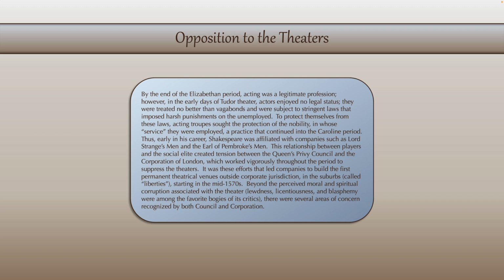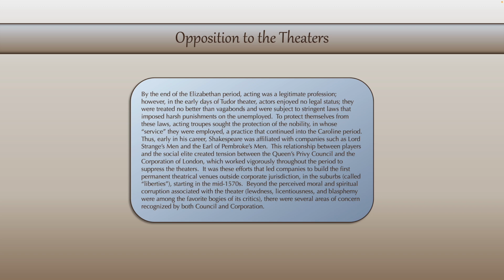So, to protect themselves from these laws, acting troupes sought the protection of the nobility, and noblemen liked to have theater companies to entertain their households during the Christmas season, especially. So these acting companies would seek out noblemen in whose service they were employed, and this was a practice that continued into the Caroline period, the period after King James, when his son Charles I was King of England.